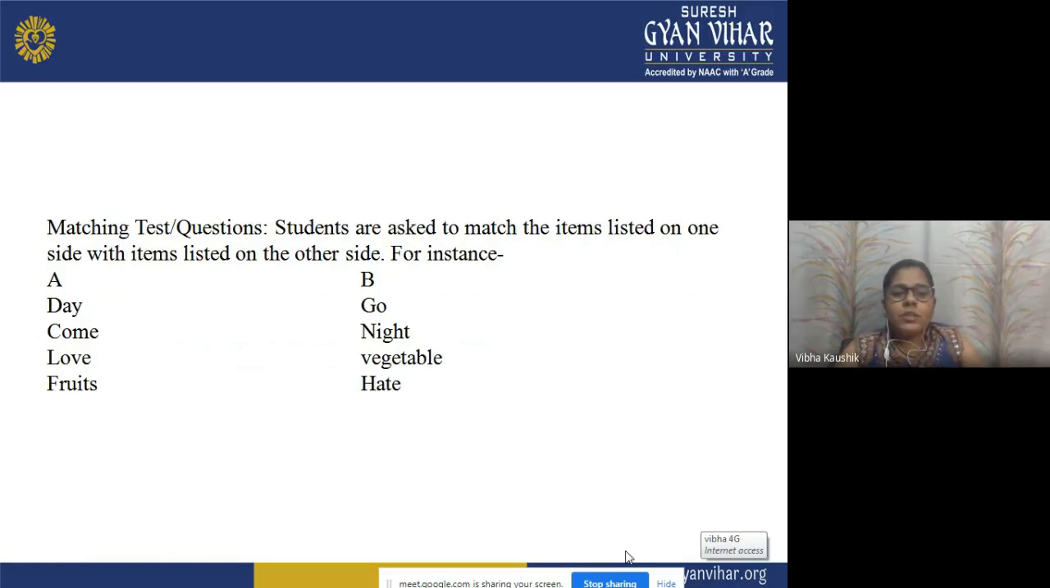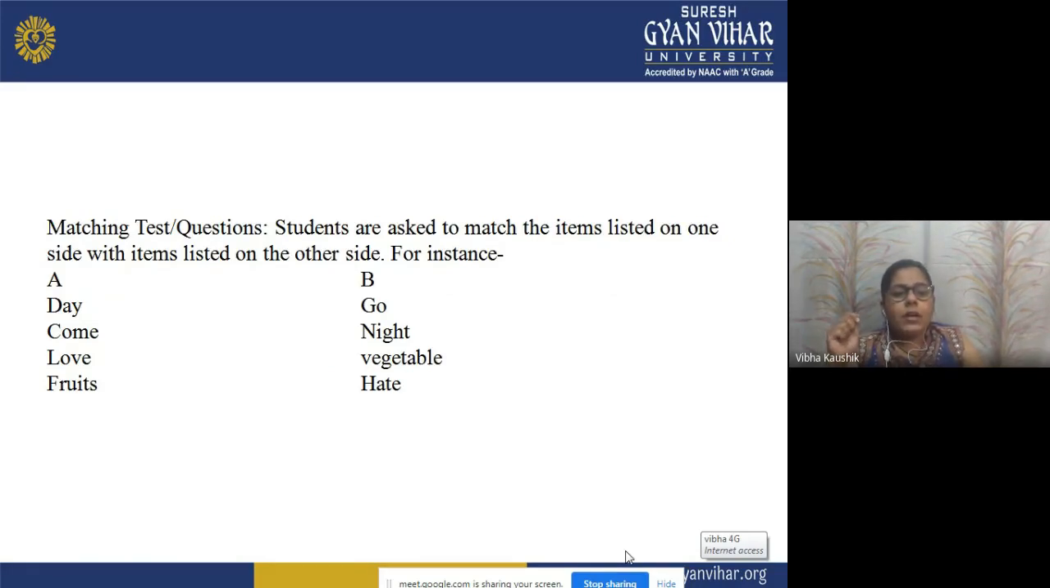Now, the next objective type question is matching test questions. Students are asked to match the items listed on one side with the items listed on the other side. Now, what does the teacher ask to do? The teacher has created two item lists, item A and item B. Now, what does the student have to do? The student has to match the items listed on one side with those listed on the right side. Means the student has to choose the correct option for the correct item on the A side.